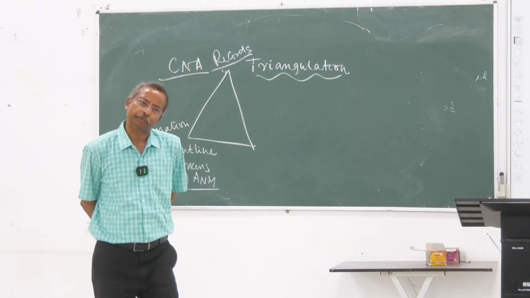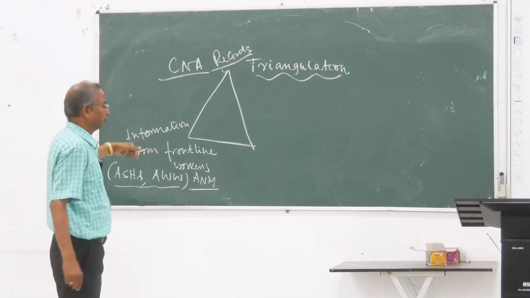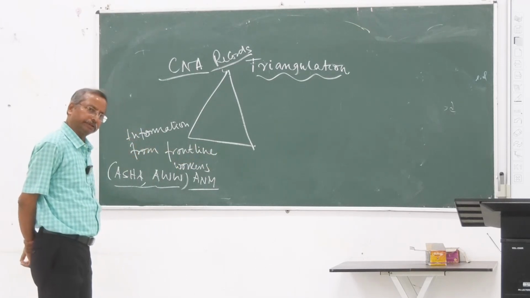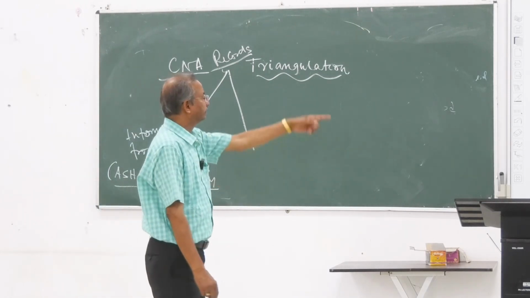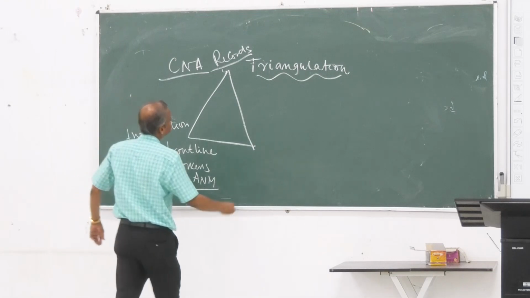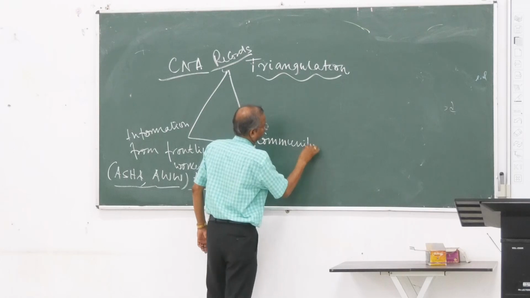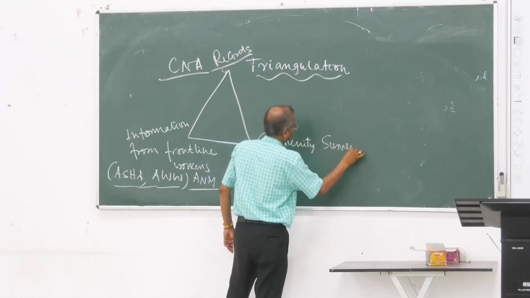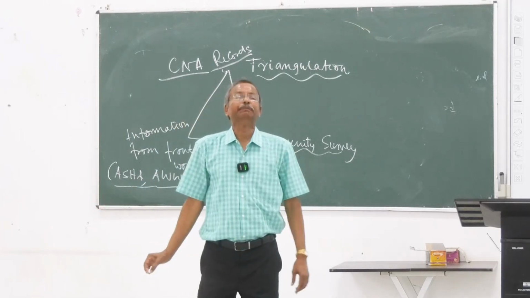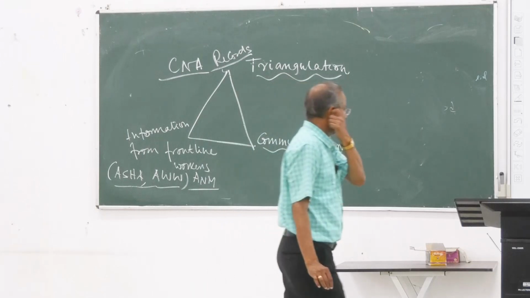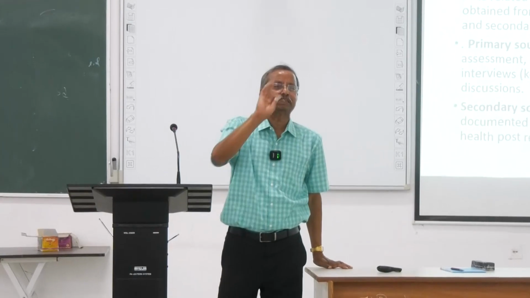From them you may collect information. So one source is records, another source is frontline workers like ASHA, Anganwadi worker, ANM, and the third one is from the community.